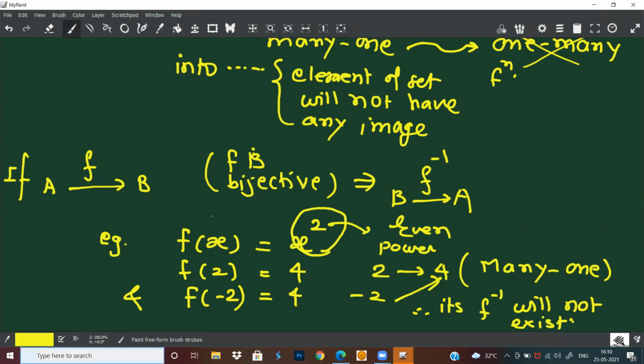Because this is a very common question which is asked very often: f of x is x squared. Explain. Is it a bijective function and does its inverse exist? All right.